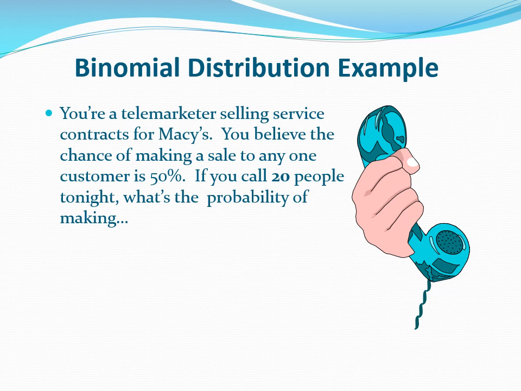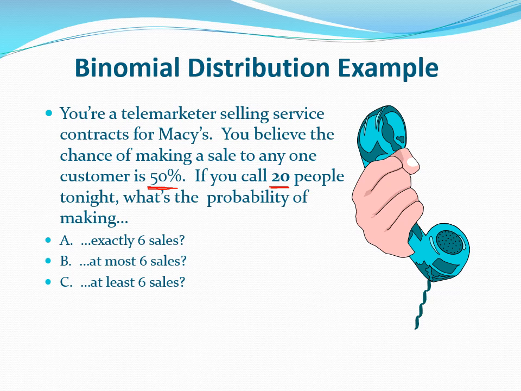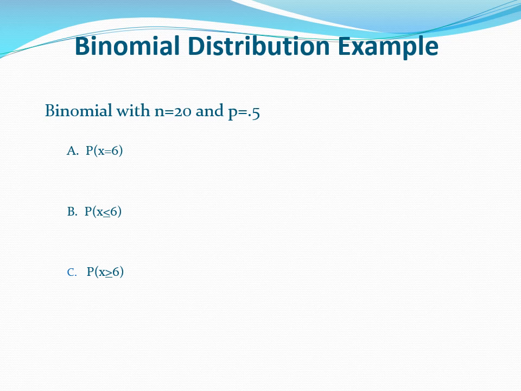You're a telemarketer selling service contracts for Macy's. You believe the chance of making a sale to any one customer is 50%. Boy, that sounds like a probability, huh? If you call 20 people, that sounds like an n. What's the probability of making exactly 6 sales, at most 6 sales, or at least 6 sales? Obviously 6 is kind of an important number here. So what I want you to do is to go through and try to figure these answers.